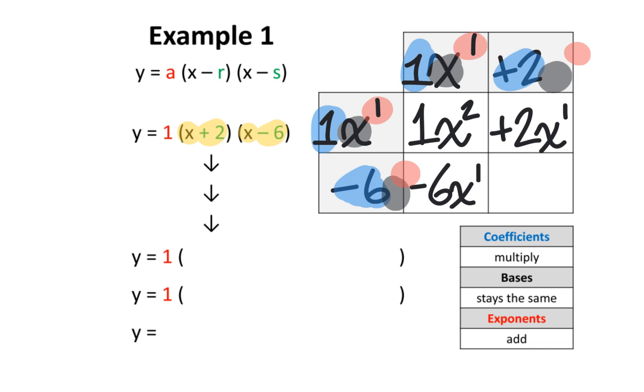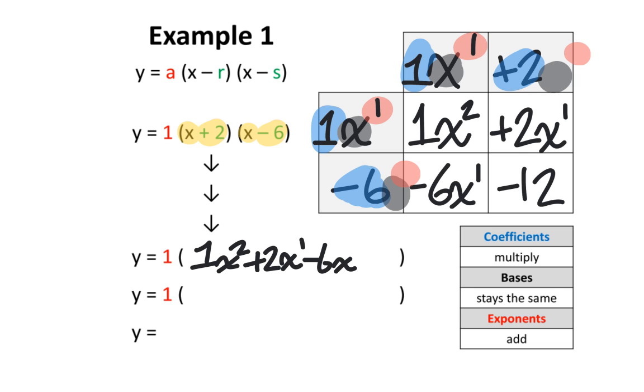We're going to repeat this process one last time by multiplying this term with this term and writing the answer in this empty box. This should be a little bit more straightforward since you have -6 multiplied by positive 2. And that is going to give you -12. At this point, we're going to take these 4 terms and place them in this bracket. That means I'm going to recopy 1x to the power of 2, positive 2x to the power of 1, negative 6x to the power of 1, and negative 12.